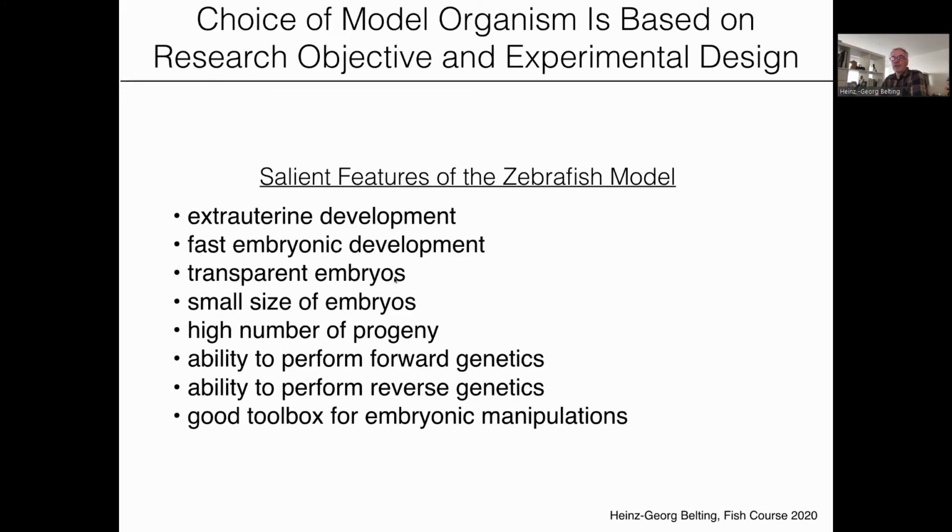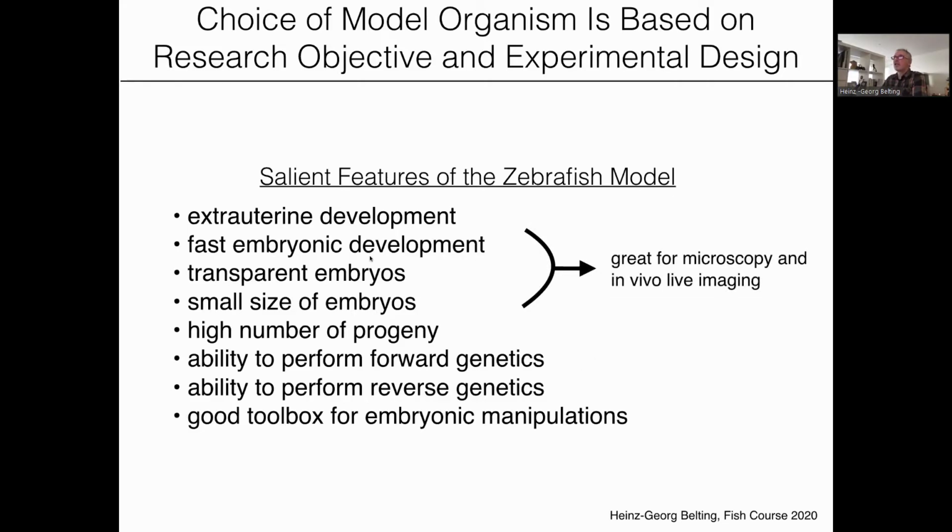They are transparent. We can label all the cells. We can follow single cells in development. We can label them and then follow them. They are small, so we can look at the whole organism in one go. High number of progeny allows us genetics, so we can do forward genetics. And now, because of CRISPR and other methods, we can also do reverse genetics, and we can do manipulations, for example, making mosaics by cell transplantation.